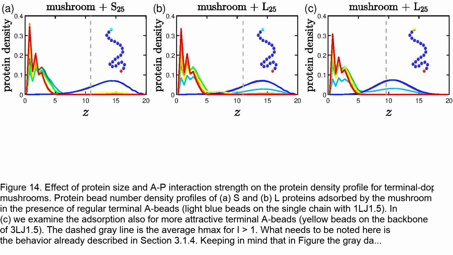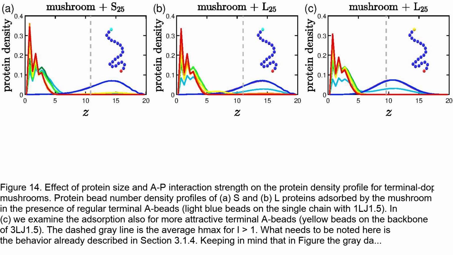Figure 14 of the paper provides an illustration of the potential of mean force, PMF, for protein adsorption on different types of coatings. The PMF represents the free energy barrier that proteins must overcome in order to adsorb onto the polymer surface. The figure shows the PMF curves for different protein sizes, S25 and L25, and different types of coatings, mushroom, intermediate, and brush, for various attractive wall strengths.